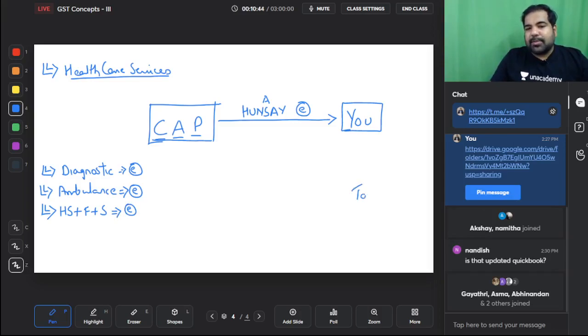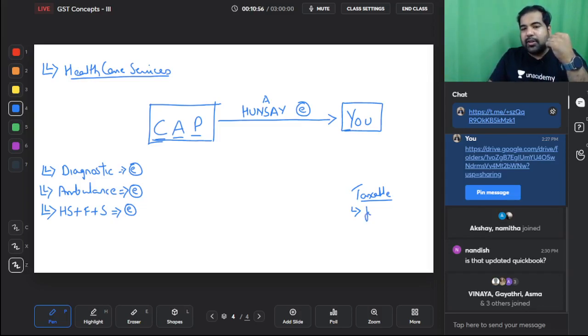So what is taxable in case of healthcare services? Guys, the food when they provide it to inpatients, those people who are already admitted, that is exempt. But when the food is provided to outpatients, etc., or when the food is provided to visitors, that is taxable. Plus any renting, any advertisement services, all that is also taxable.